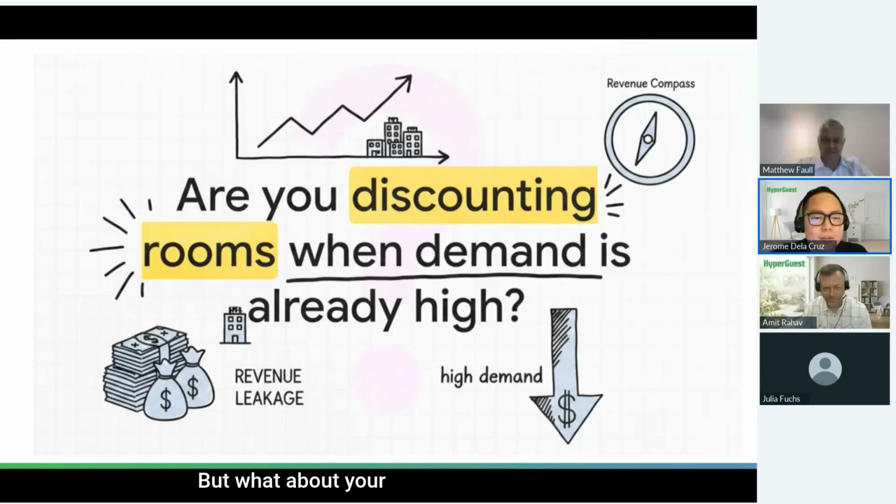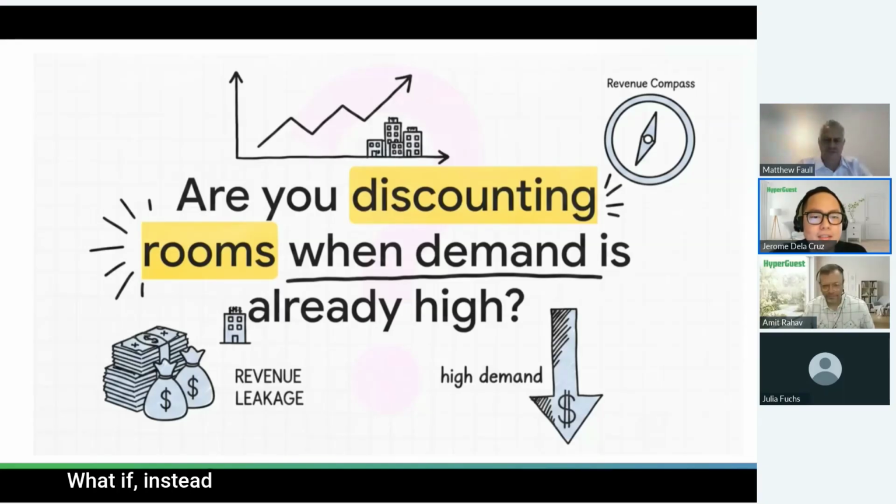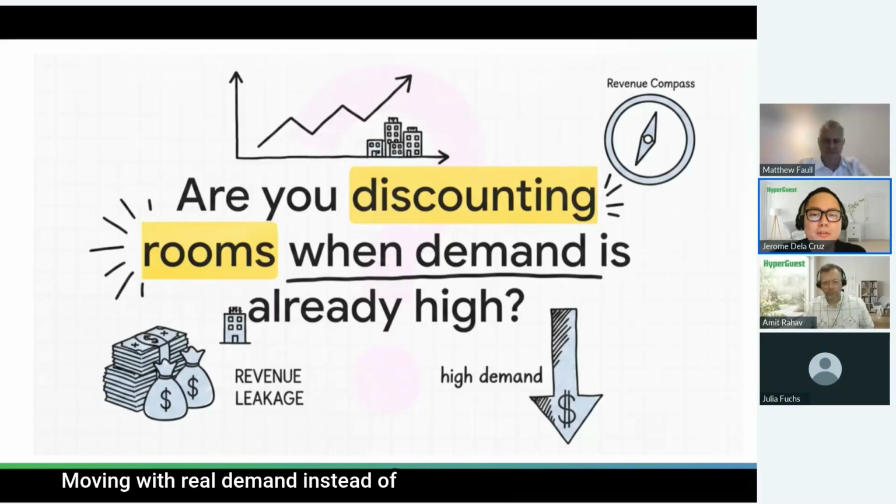But what about your rates with your B2B partners, your travel agents, your wholesalers? When you don't need more bookings from them, we typically just apply stop sale, full stop, in the guise of yielding. What if, instead of fully closing it, you could just turn it down a little? Less incentives when you don't need the booking, more when you do. Moving with real demand instead of one switch that's either on or off.